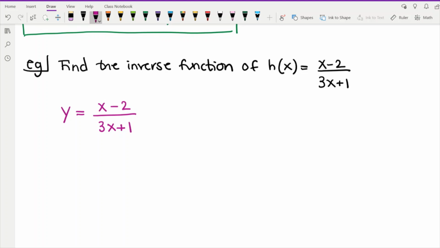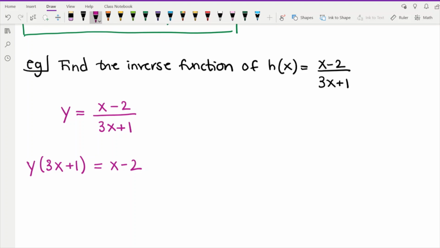What is in the way of us solving for x right now is that the x's are in the numerator and the denominator of this fraction. So we want to start by breaking down the fraction. We're going to multiply both sides by 3x plus 1 in order to get rid of this fraction. So we have y times 3x plus 1 is equal to x minus 2.